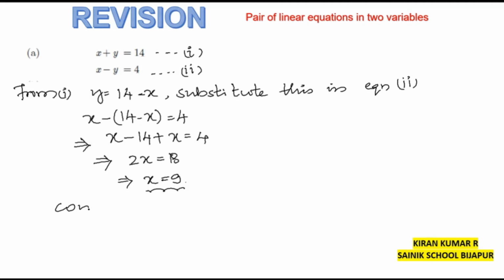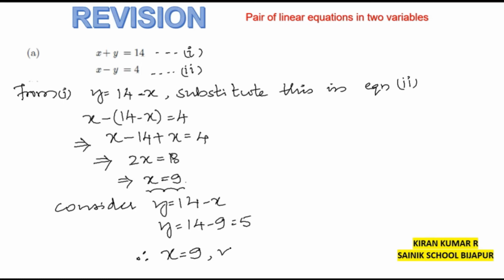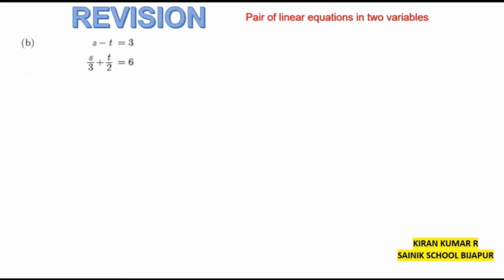Now consider y is equal to 14 minus x. So y will be 14 minus 9, which will be 5. Therefore, x value is 9 and value of y is 5. Let us take the next question.